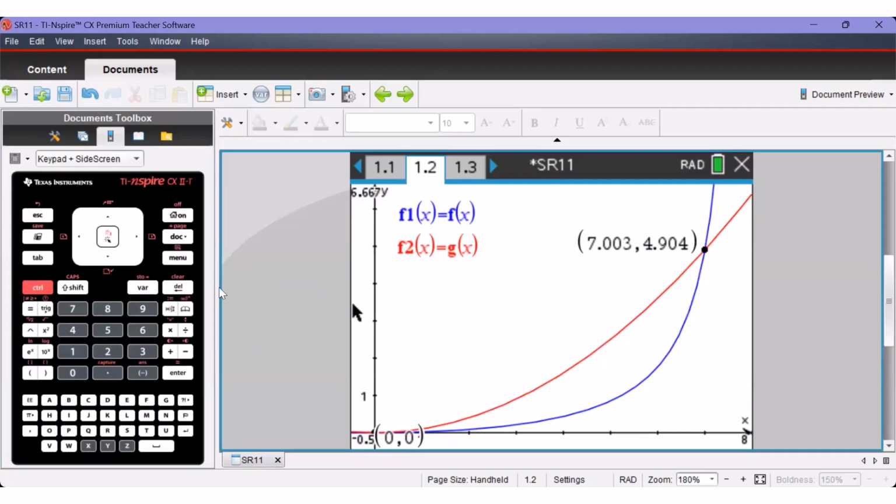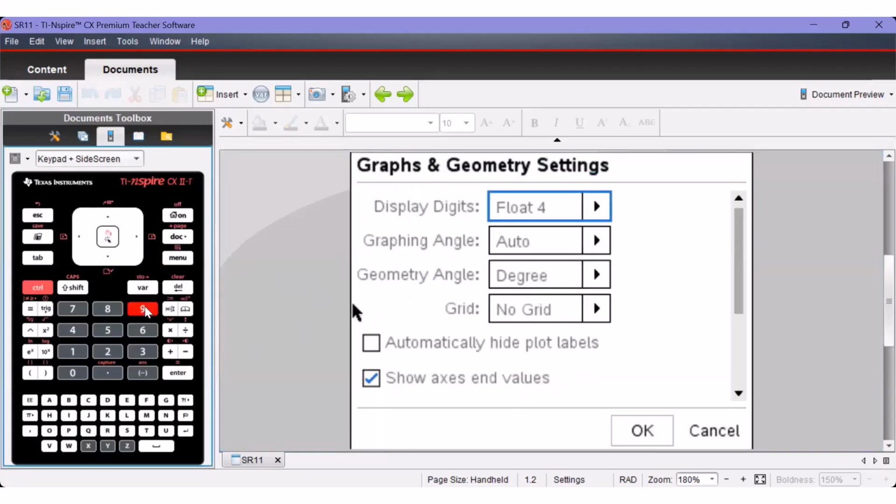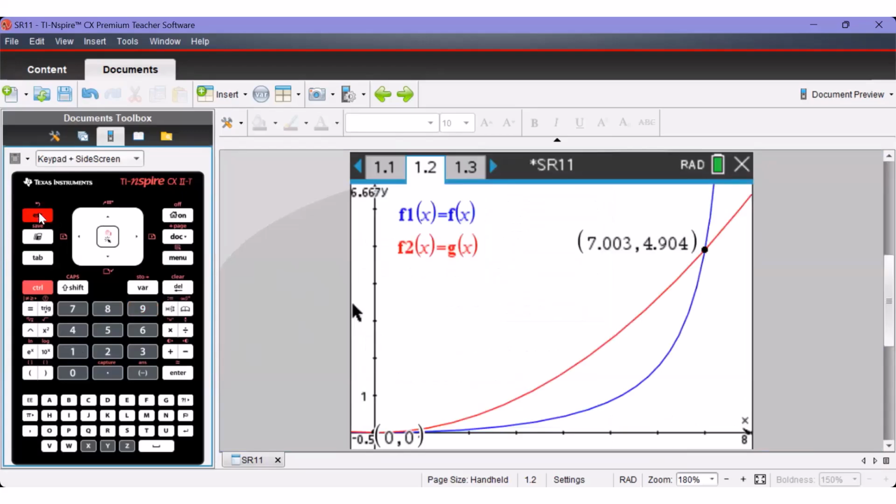So to change settings, what you would do is press menu, then 9 for settings. And you can see there my display digits is float 4. Press escape. And the coordinates of A, we're asked to express them correct to 2 decimal places. So correct to 2 decimal places, the coordinates of A are 7.00 and, or the Y coordinate, 4.90.